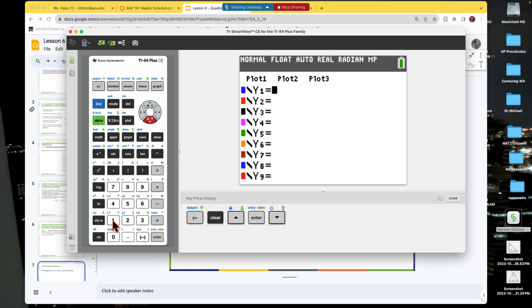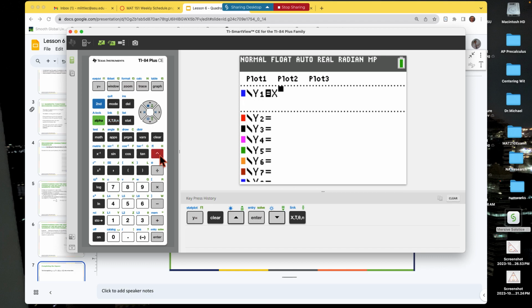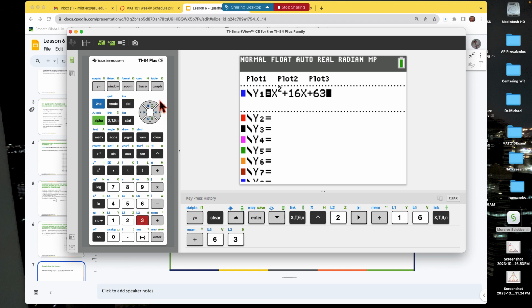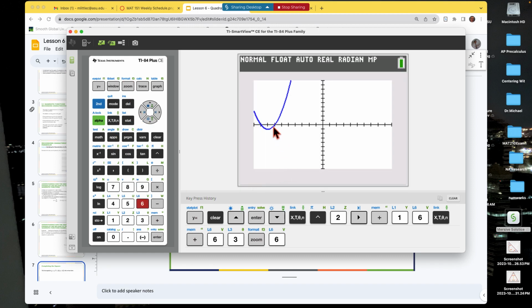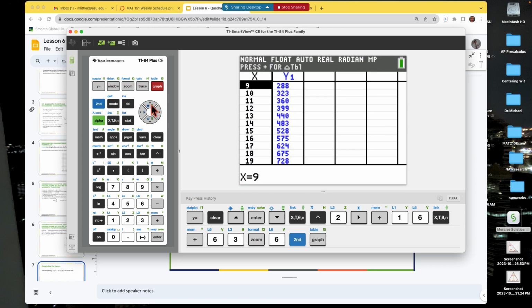What was it? It was x squared plus 16x plus 63. And when we go to zoom standard and graph it, we see that negative 8, negative 1 is our vertex. And if you're not quite sure, we can go to the table.